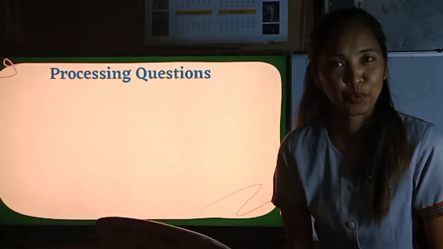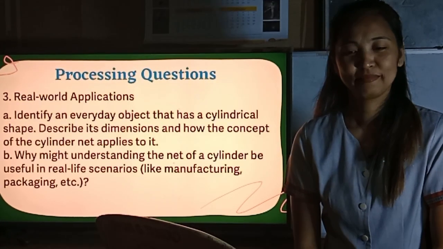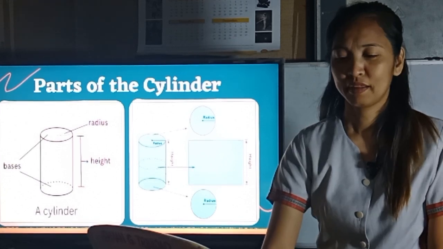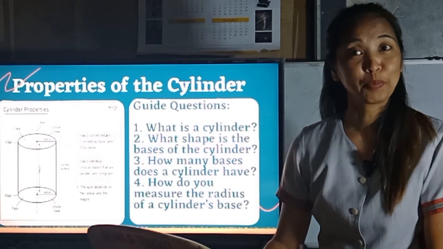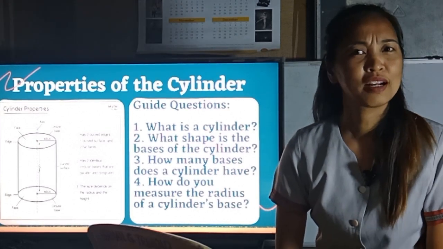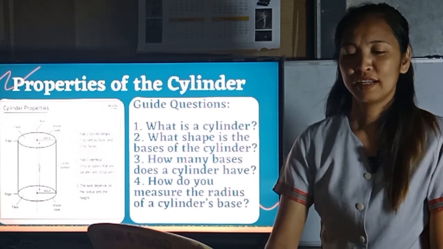Now let us answer the processing questions based on your activity. These are the parts of a cylinder. Now these are the properties of a cylinder. But what is a cylinder? Yes, Pia. Very good.